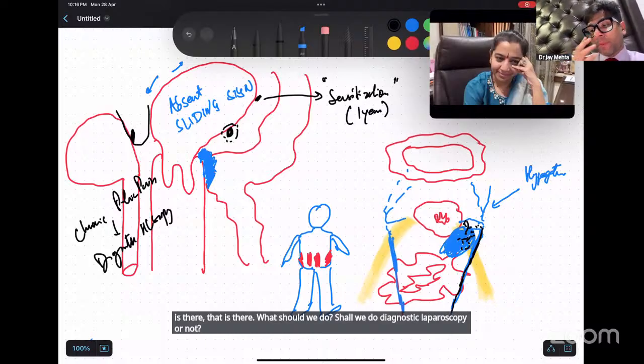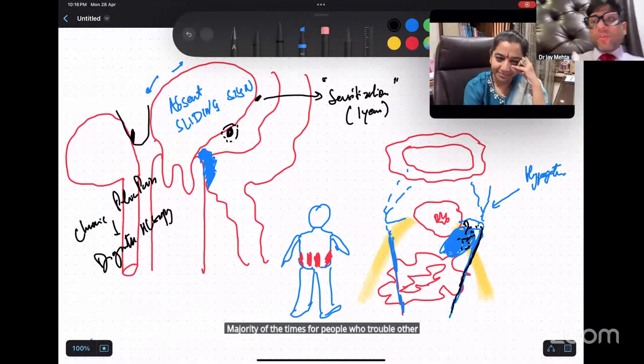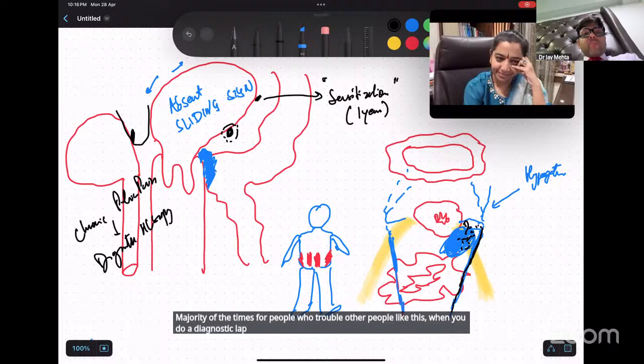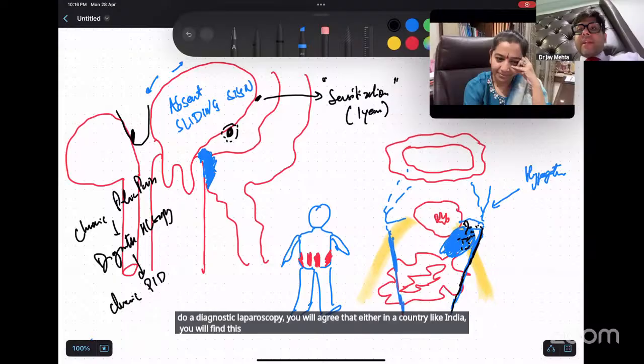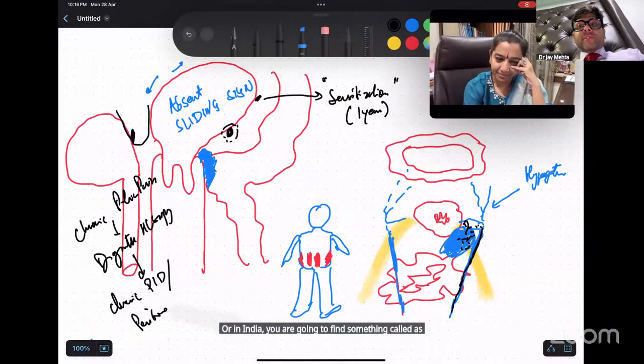Majority of the times, for people who trouble others like this, when you do a diagnostic laparoscopy, you will agree that in a country like India, you will find either chronic PID, or you are going to find peritoneal endometriosis.